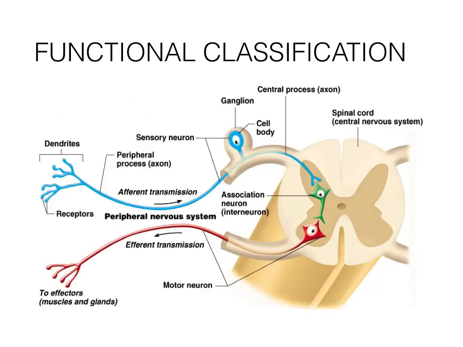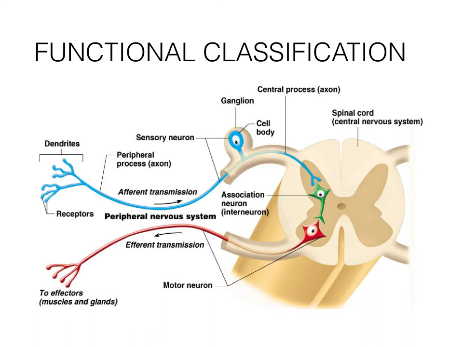Next is the functional classification. Functionally we can classify the neurons into two or three types. These are sensory neurons, motor neurons and interneurons. In this diagram, if you appreciate carefully, in the cut section of the spinal cord, there is a red colored neuron. The cell body is located in the spinal cord and the axon is moving out. This is a motor neuron.